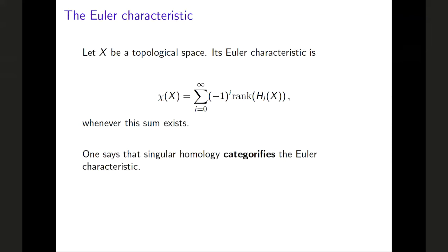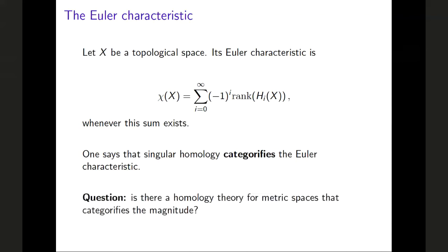A natural question to ask is, since the magnitude is a cardinality-like invariant, is there a homology theory for metric spaces that is related to the magnitude in an analogous way as singular homology is related to the Euler characteristic?